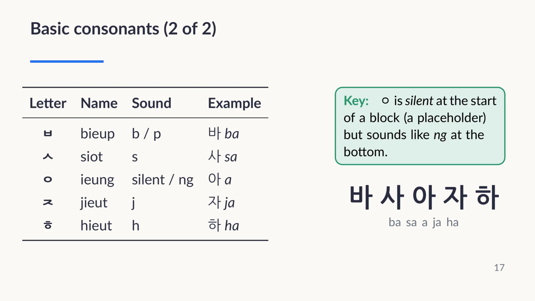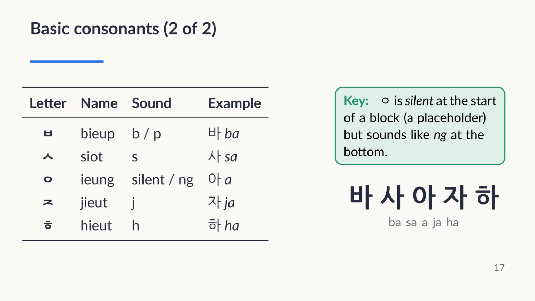Here is the second group of 5 basic consonants completing the 10 plain consonants. The first is biup, the B sound as in boy or a P at the end of a syllable. The example is ba. The second is siat, the S sound as in si. The example is sa. The third is very special.